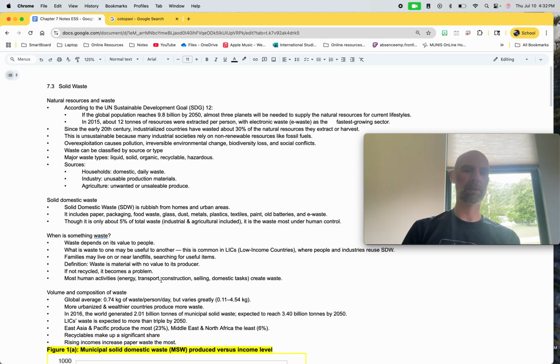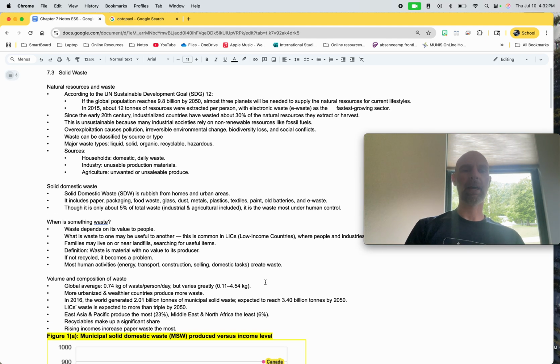If not recycled, it becomes a problem. Most human activities, energy, transportation, construction, selling, domestic tasks, create waste, which is then a problem. Volume and composition of waste. Global average is 0.74 kilograms of waste per person per day, but varies greatly. Some countries it's 0.11 kilograms. Other places it's 4.54 kilograms. So yeah, you got some wasteful bums out there. More urbanized and wealthier countries produce more waste.